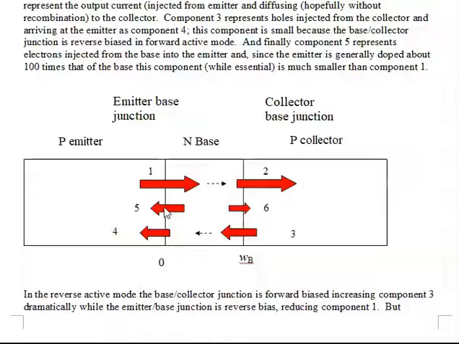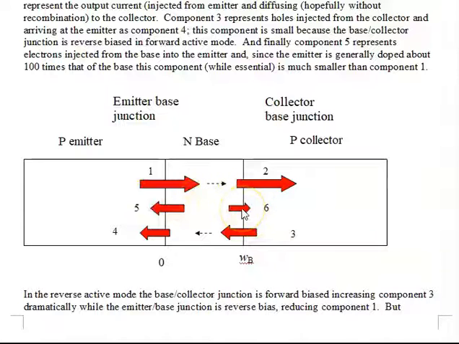This difference between 1 and 5 is that 1 is about 100 times more than 5. Why did I say 2? It's 5. Component 1 is about 100 times more than component 5 because of the doping differences. And here we have 10 to the 19th, here we have 10 to the 17th.